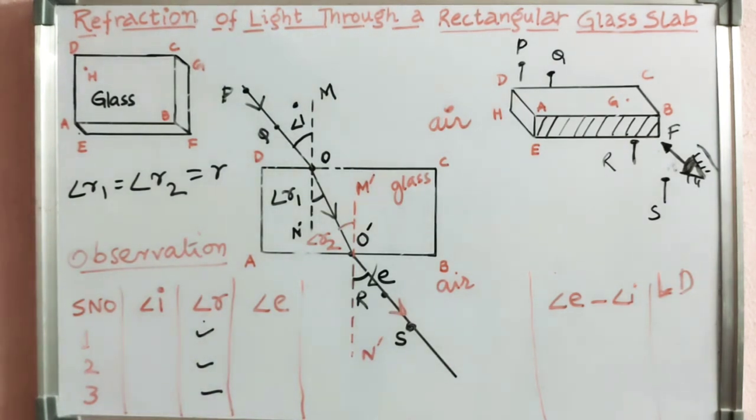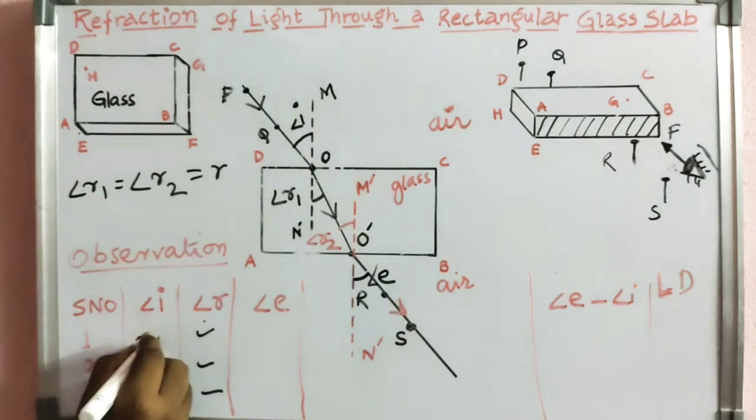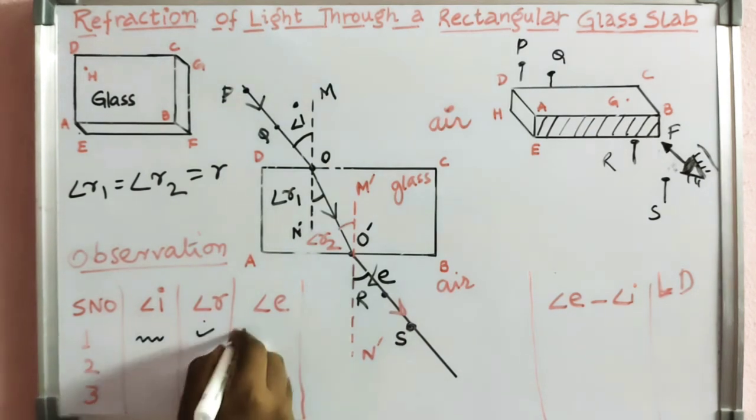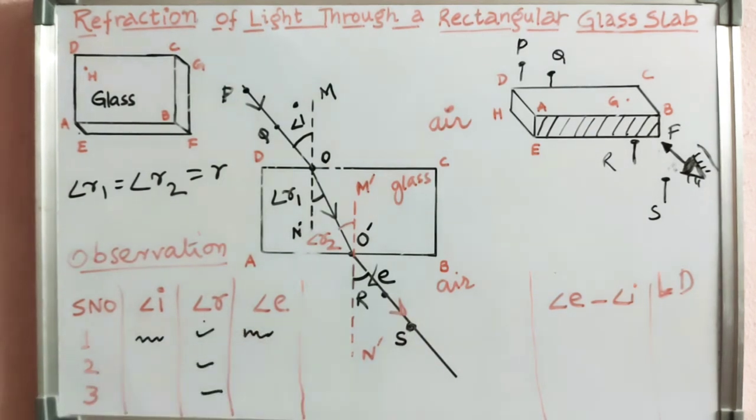And one more thing. Whatever value you get here, angle of incidence, the same value you get here, angle of emergence. Whatever value you get here, same value you will get here. Angle of incidence is equal to angle of emergence. That is another important result of this activity. Angle of incidence equal to angle of emergence.